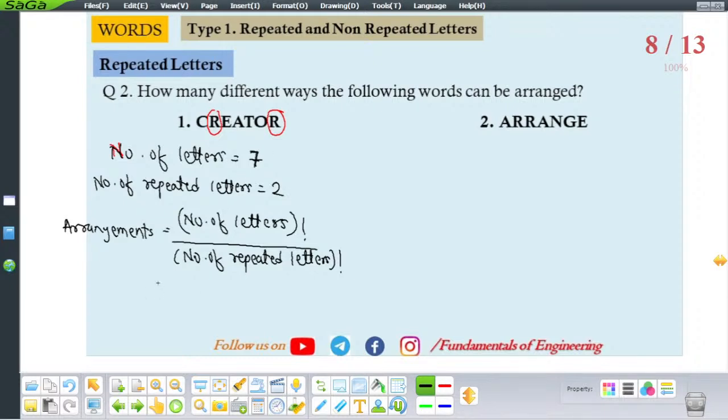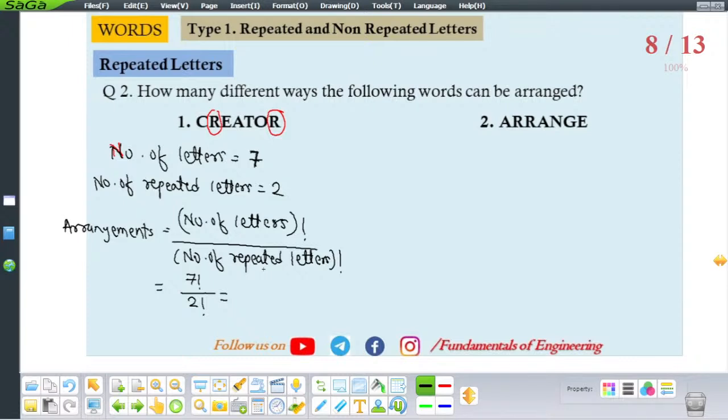So the number of letters, how many? 7 factorial. And how many times is R repeated? 2 times. So 2 factorial. Now see, we have taken the factorial values, why is it required? Instead of calculating all the 7 factorial, we can use the factorial values. So what is the value of 7 factorial?